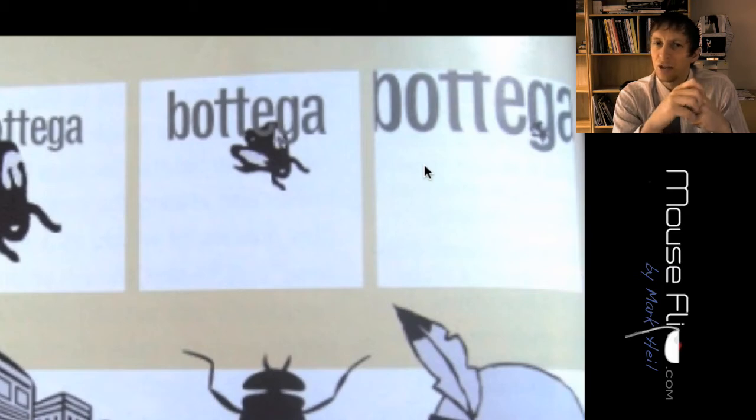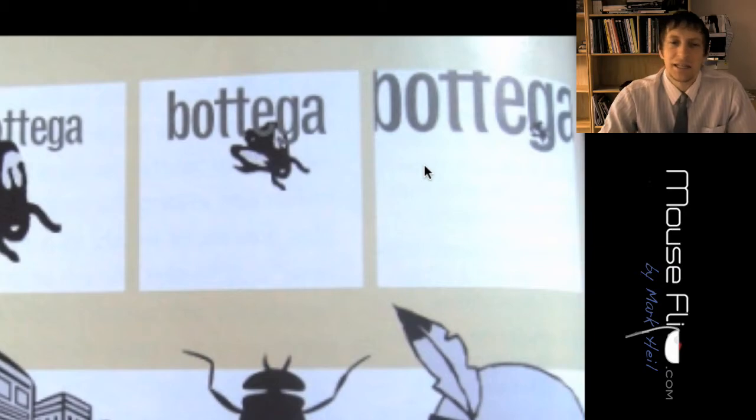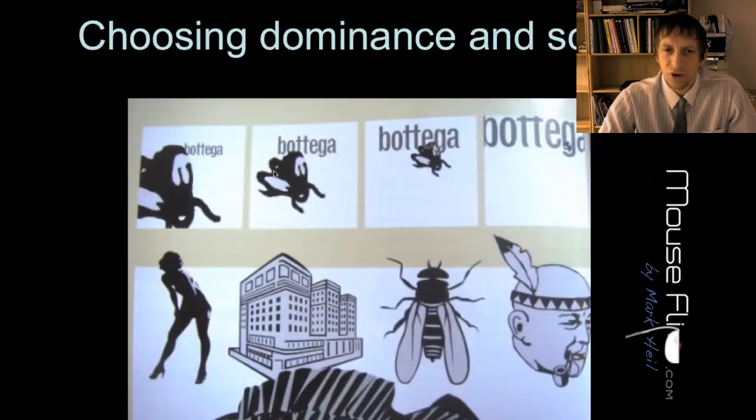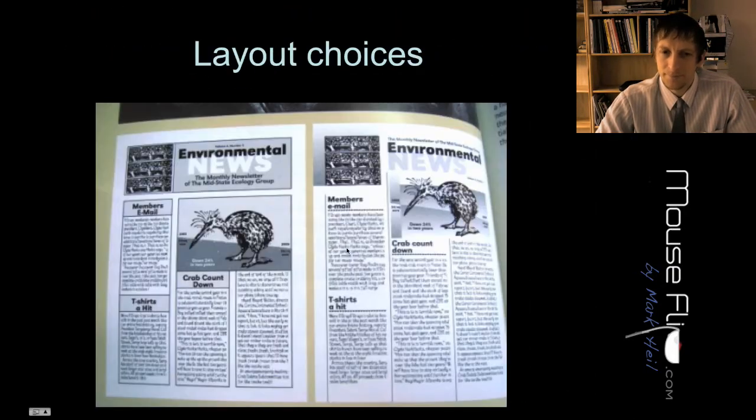Like if you have the title of a CD, and then your signature, which one do you want to be big, which one do you want to be small? And if you have an image, do you want the image to stand out, or do you want the text to stand out? So varying it is choosing it.